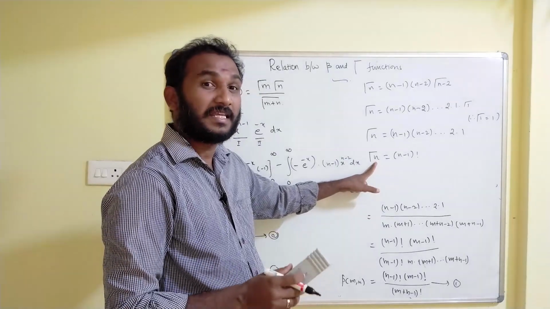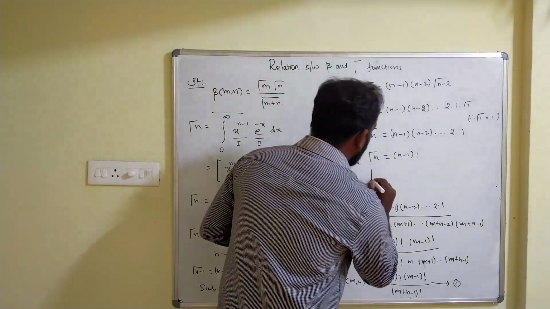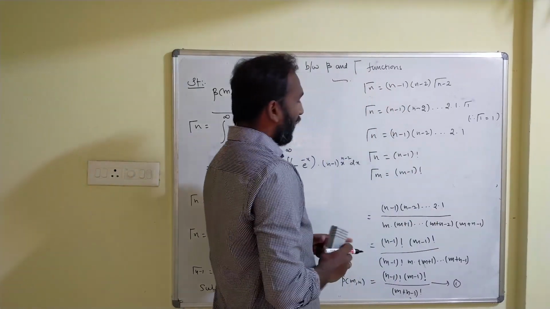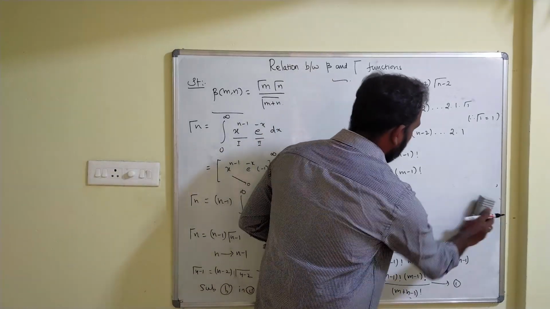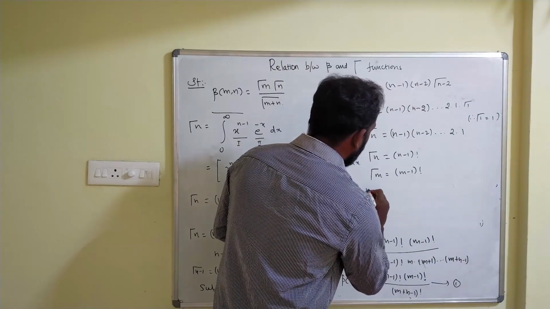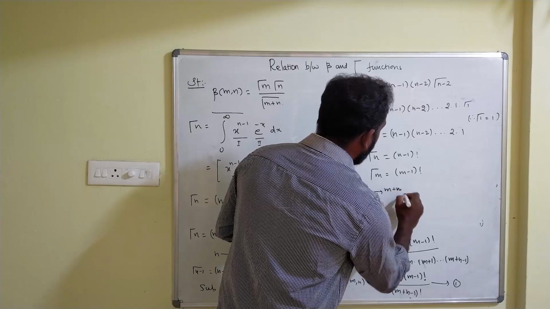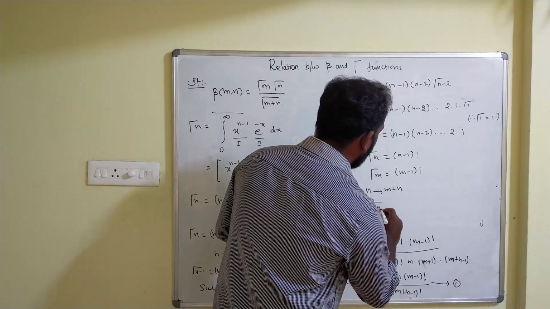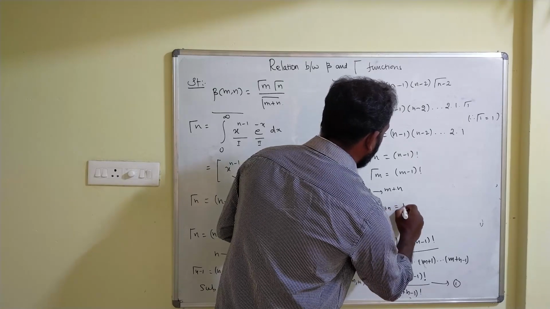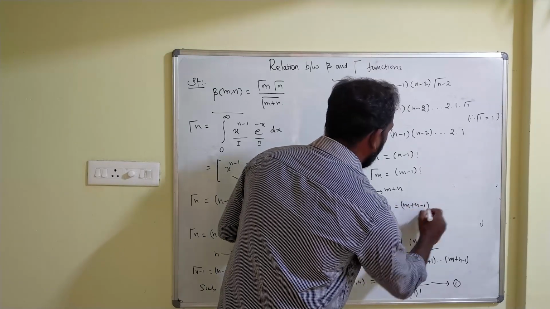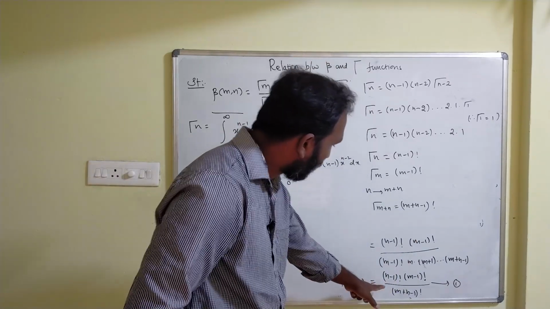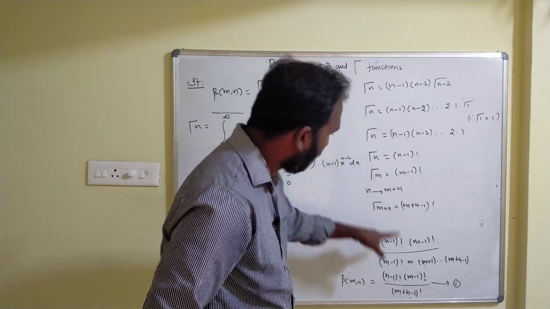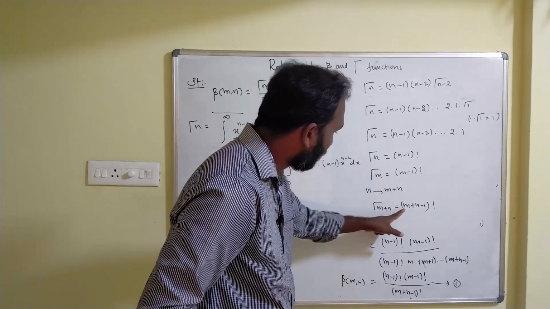Suppose if I replace n as m, what will happen? So gamma m, you will get m minus 1 factorial. And if I replace n as m plus n, what you will get? You will get gamma of m plus n is equal to m plus n minus 1 factorial. And from equation 1, we need to find n minus 1 factorial. Yes, we got it. m minus 1 factorial. Yes, we have m plus n minus 1 factorial.